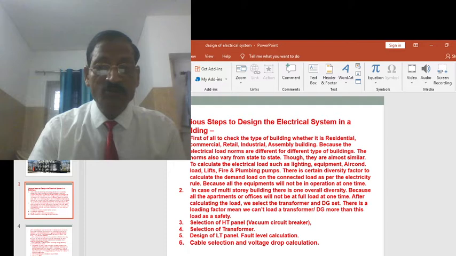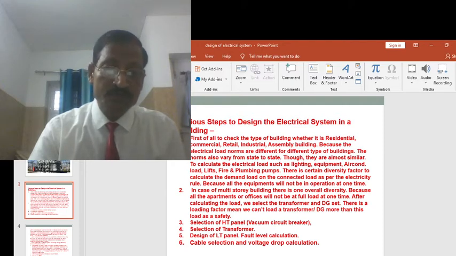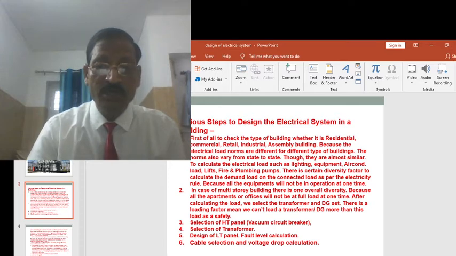We have to calculate the electrical load such as lighting, equipment load, air conditioning load, lifts, fire and plumbing pumps, the load of all the equipment. Then there is a certain diversity factor to calculate the demand load from the connected load as per the electricity rules, because all the equipment will not be in operation at one time. In the case of multi-storey buildings and multi-towers, there is one overall diversity, because all the apartments or offices of all the buildings will not be at full load at one time.